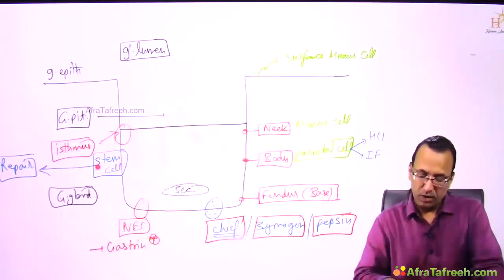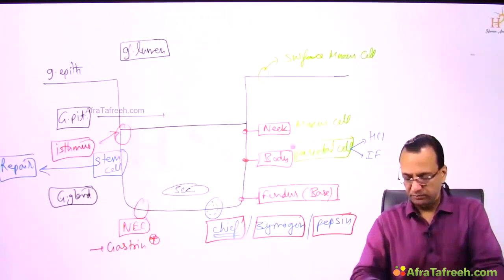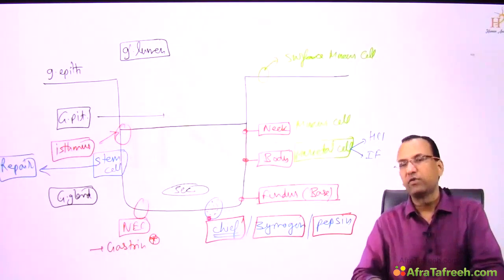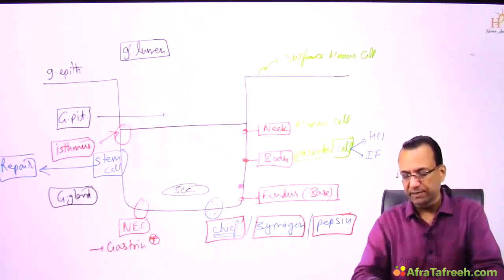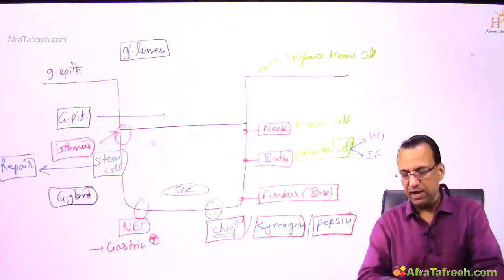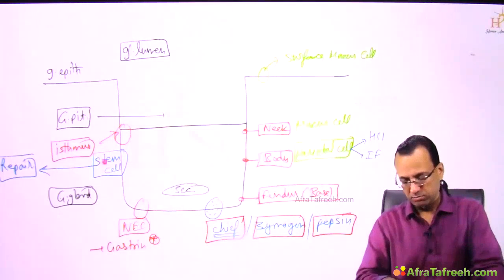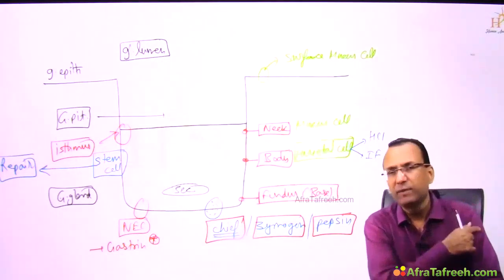Means in gastritis there might be damaged mucous neck cell or parietal cell or the chief cell, so you have to replace them, and that replacement is done by stem cell at the isthmus. It will migrate here, here and here and replace them, because the stem cell has pluripotency. It can repair the epithelium, post-gastritis repair. So these are all MCQs.